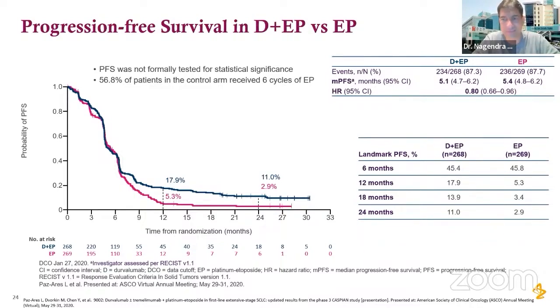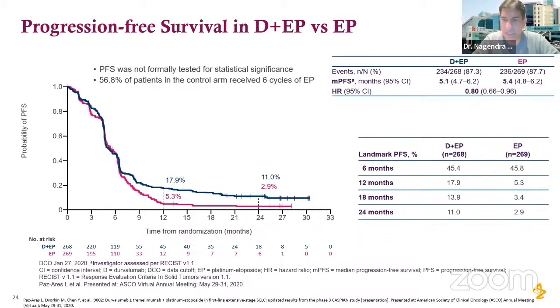But at 6 months, the PFS percentage, if you can see for the CASPIAN trial, the experimental arm, that is Durva plus EP, it was 45.4%. At 12 months, it is 17.9%, which is more than tripling as compared to the EP arm. At 18 months it is 13.9%, and at 24 months, that is 2 years, also 11% of the patients were progression-free. This is a huge landmark because in the prior slides, I've shown that the majority of patients were not able to cross 1 year with the chemotherapy combination upfront.